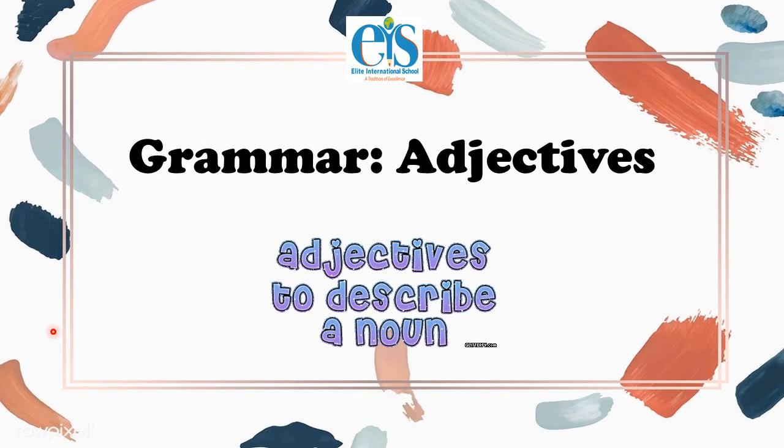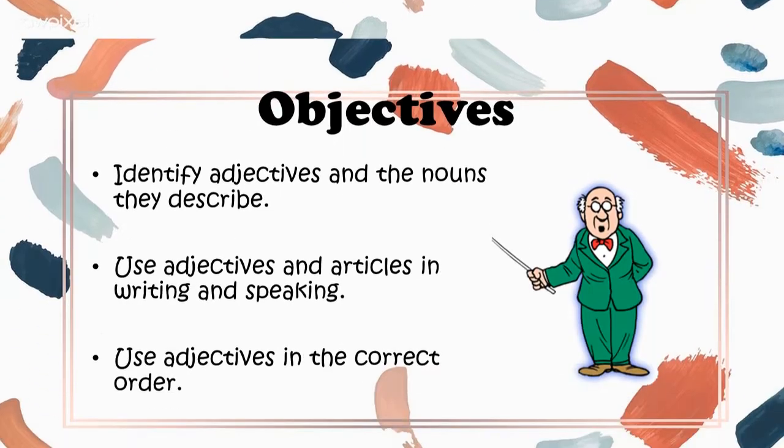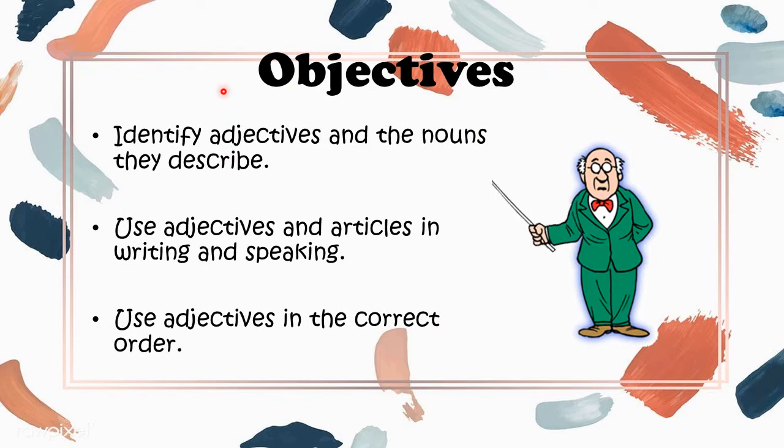Hello, grade 4. We're going to talk about adjectives. So as you know, adjectives are parts of speech used to describe a noun. Objectives are identify adjectives and the nouns they describe, use adjectives and articles in writing and speaking, and use adjectives in the correct order.